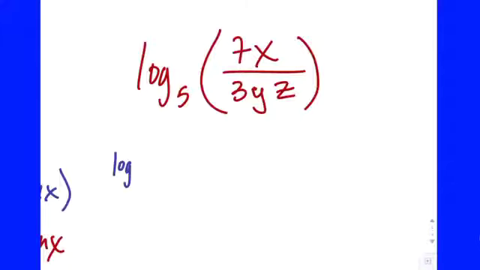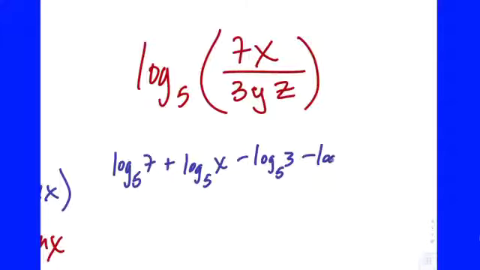So it's log base 5 of 7 plus log base 5 of x, and then minus log base 5 of 3 minus log base 5 of y minus log base 5 of z. And that's it. That's expanding it in one fell swoop, we say. It's not as fun as natural log because you have to write that subscript each and every time, but it works the same way for any log. Okay?